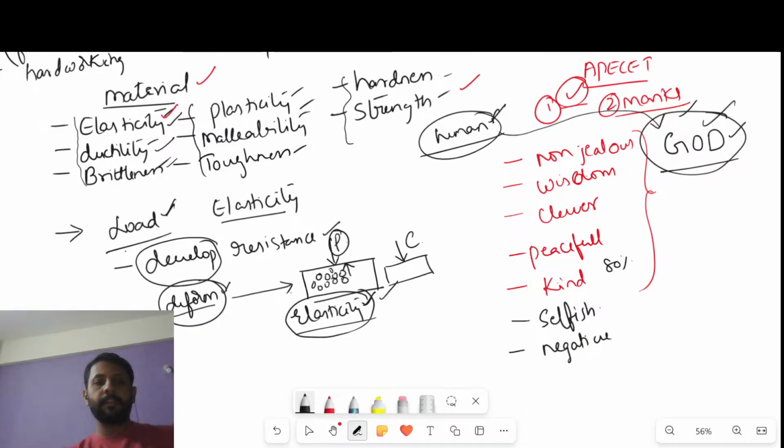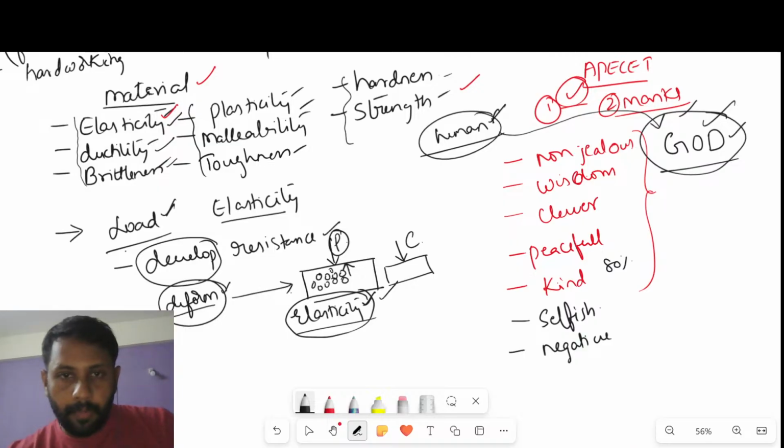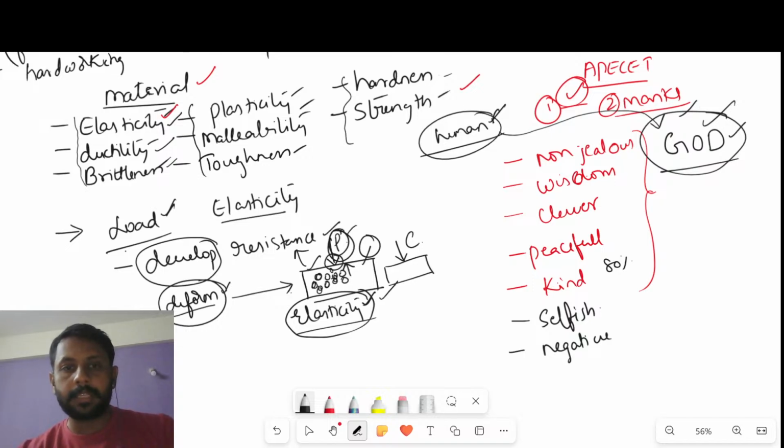Now I will explain the same concept in terms of a graph. When a body is loaded, you have loading coming on the body. So this body has to start developing resistance. How is this resistance being developed? The molecules which are present inside the body will start giving resistance by not getting compressed.